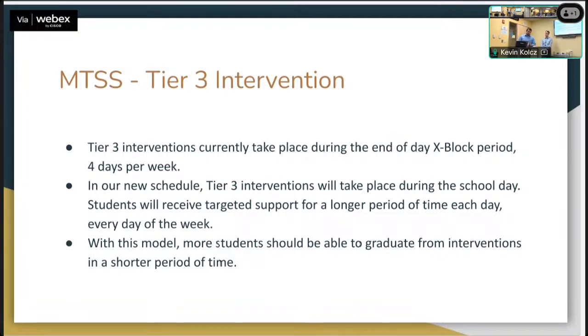And so in our new schedule, these are going to be taking place during the school day. And students will receive the targeted support for a longer period of time each day, a full class period, every day of the week, and not just 4 days a week. With this model, more students should be able to graduate from the interventions in a shorter amount of time. So we're excited about moving in a direction to really hone in on being able to provide those interventions.